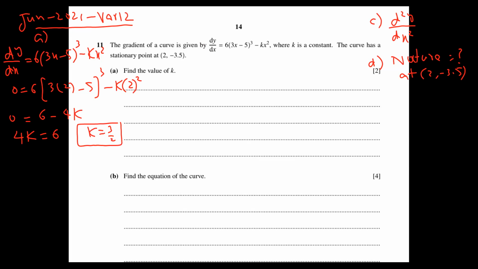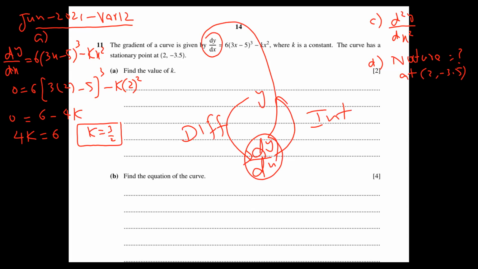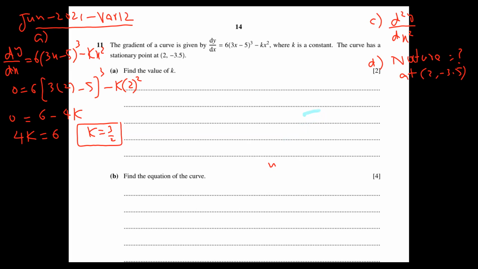Part A number 2 is asking for the equation of the curve. All of you know that when we differentiate y, we get dy over dx. If I want to go back, what will I do? Integration. We have the derivative and we need y, and y stands for the equation of the curve. So I have to integrate. Let's see how we can complete the question. Okay, first part is done.